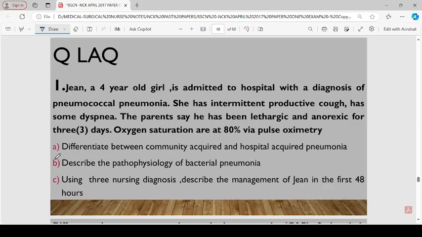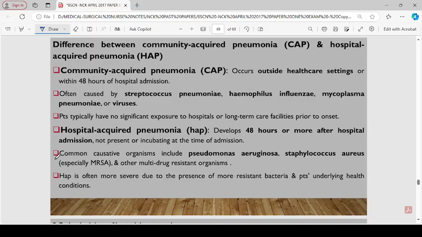Jean is admitted to the hospital with the diagnosis of pneumococcal pneumonia. She has intermittent productive cough and has some dyspnea. The parents say that she has been lethargic and anorexic for 3 days. Oxygen saturation is 80 via pulse oximetry. You are told to differentiate between community-acquired and hospital-acquired pneumonia, describe the pathophysiology of bacterial pneumonia, and use at least 3 nursing diagnoses describing the management of Jean.